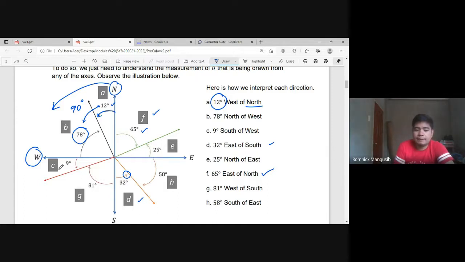Okay? And letter C, that's 9 degrees. Saan ka galing? Galing ka sa west. Saan ka papunta? You go to south. So, that is south of west. Letter C.